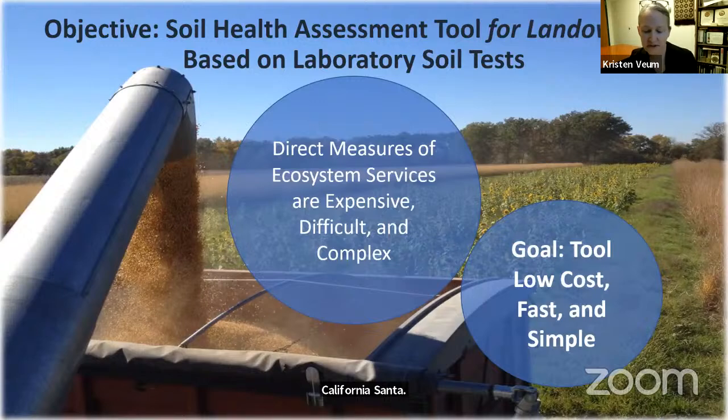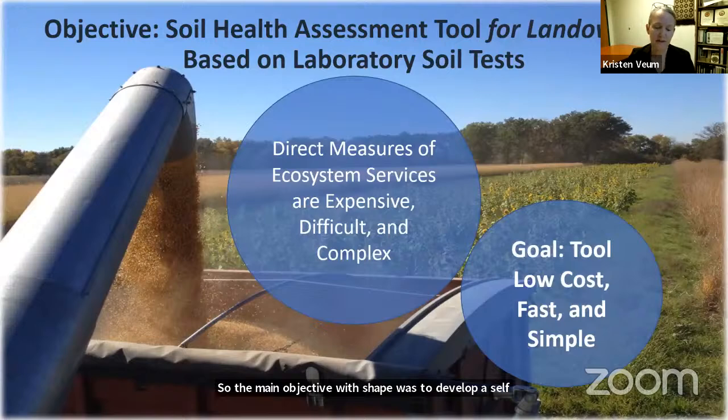The main objective with SHAPE was to develop a soil health assessment tool specifically for landowners that was based on laboratory soil tests. It also has the goal of being low cost with fast and simple tests that can be provided by service labs. That basically means nothing with a really large spatial or temporal footprint, or anything that's too high-tech or rapidly changing. For example, some of the genomics work that's very relevant to soil health might not be practical from a service lab perspective.